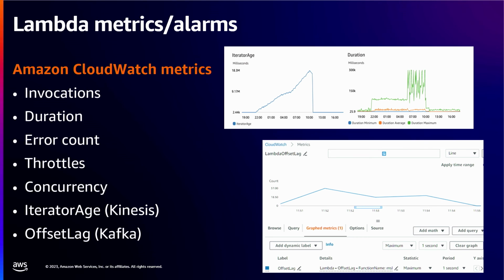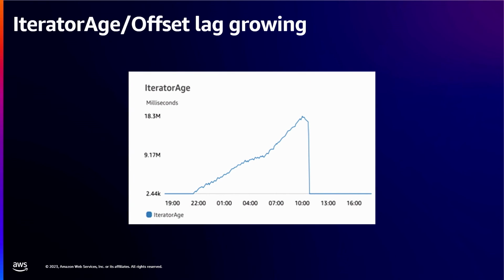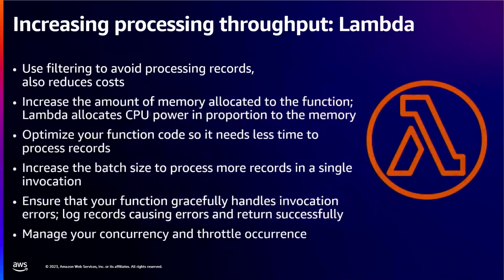And this from the Lambda side then indicates how old the last record in the batch was when that finished processing. And you can use this then to estimate the latency between when a record is added and when a function is able to process it. So how do you manage throughput and scale, especially if your iterator age or your offset lag is growing?